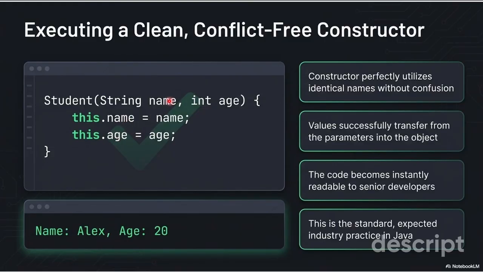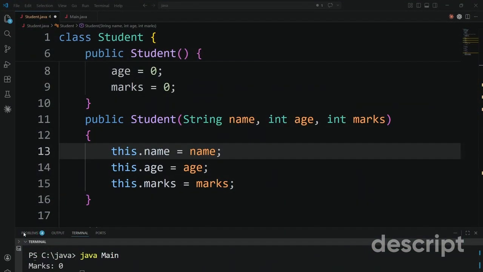So whenever we have the parameter same as the object name, then we have to use this to distinguish between the two identical names. And this time, the object variables name and age will get the values Alex and 20. Okay, so now we will switch to VS Code and I will show it in VS Code.